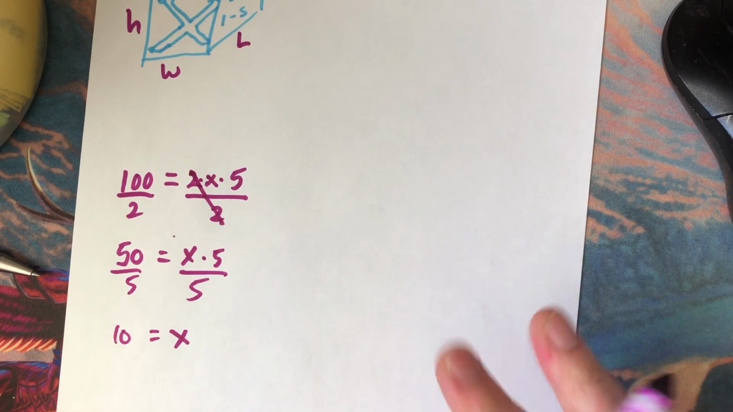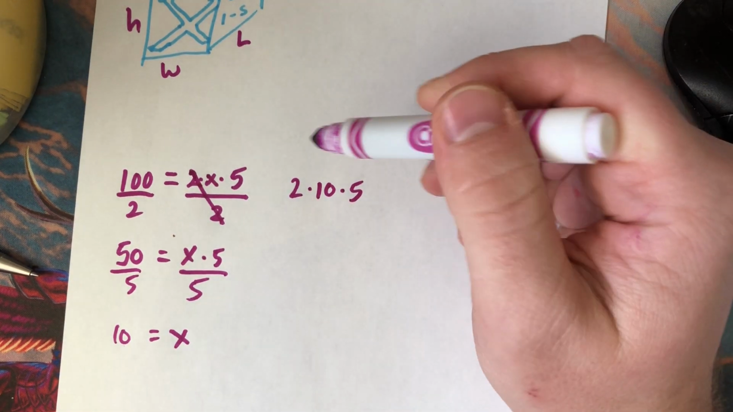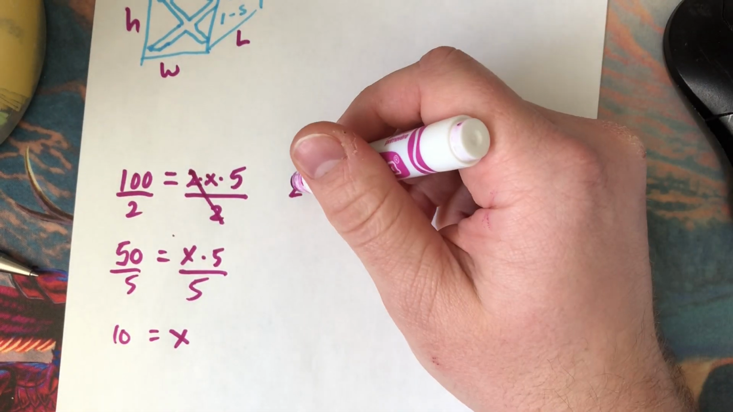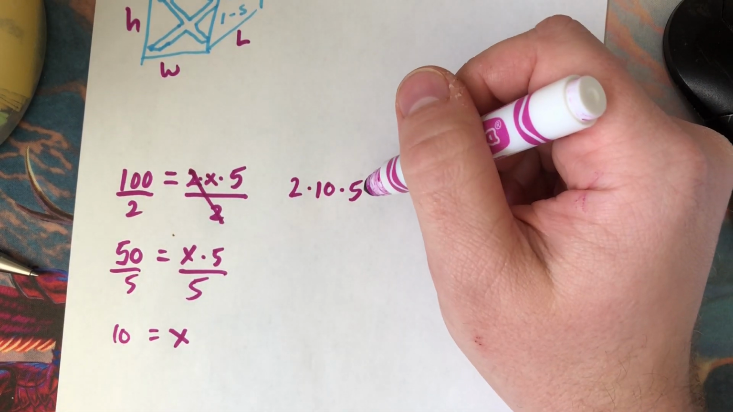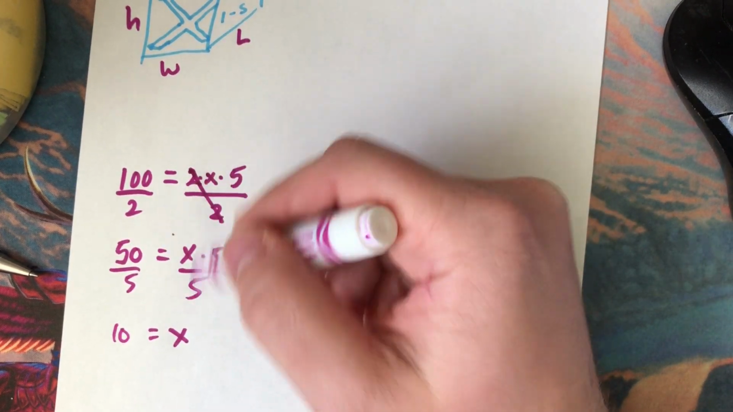Let's see if this makes sense. 2 times 10 times 5. All right, I just substituted it in. 2 times 10 is 20 times 5. Yep, that's 100. So that worked. We were allowed to divide and then divide.